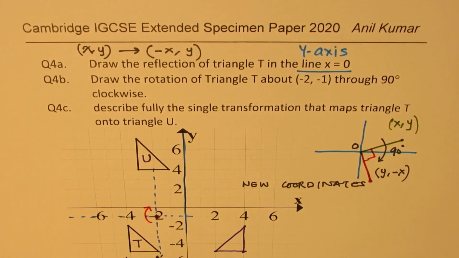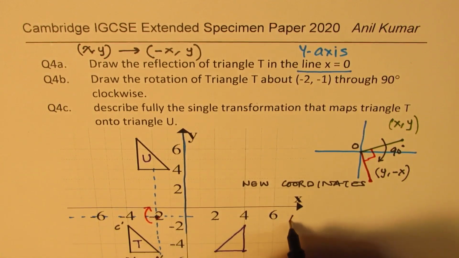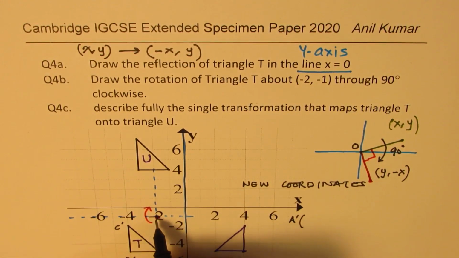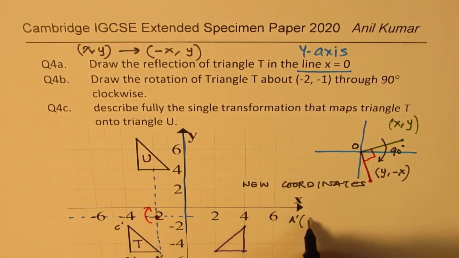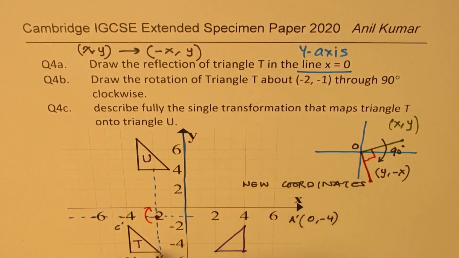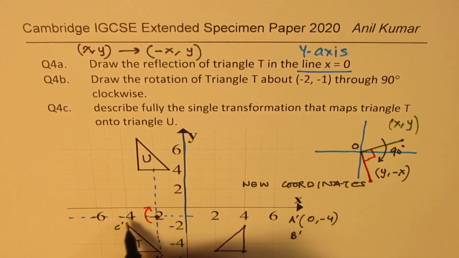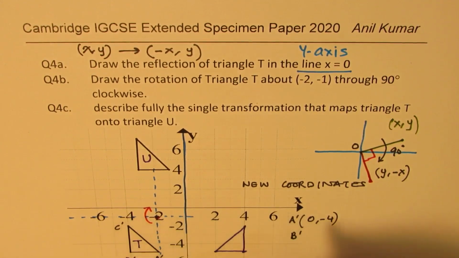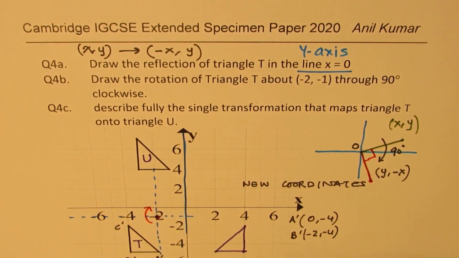So let's call them A dash, B dash, C dash, right? In that case, the coordinates for A dash will be, reading for the new one, 0 and 1, 2, 3, 4, minus 4, right? So it is 0 and minus 4. For B dash, you are moving from here 2 units to the left and then going 4 units down, right? So minus 2 and then minus 4, correct? So you moved like this. And for C dash, you moved again 2 units to the left and then 1 unit down. So minus 2, minus 1.